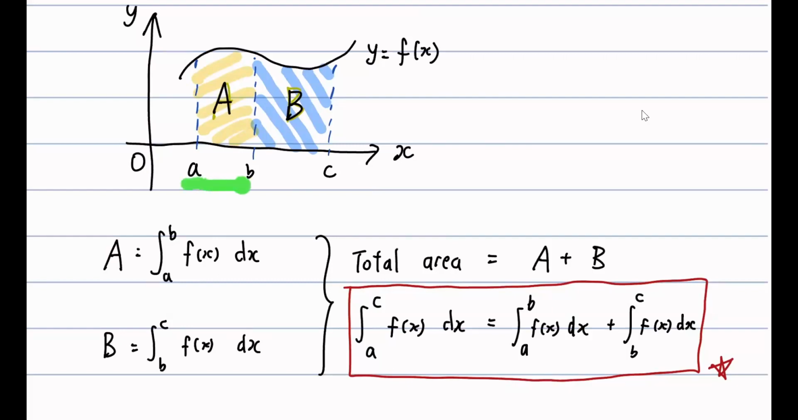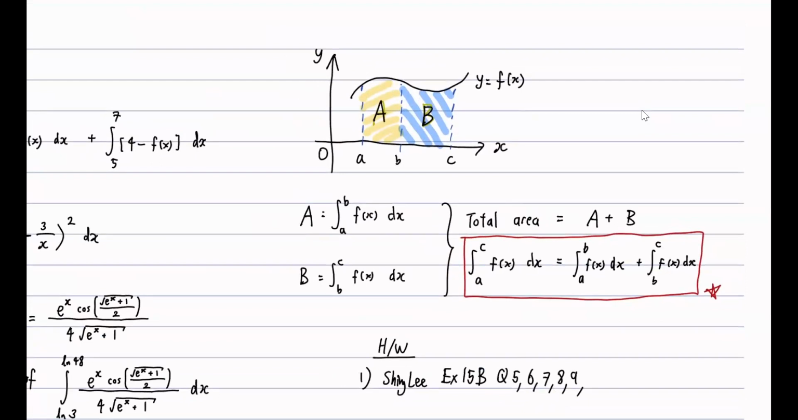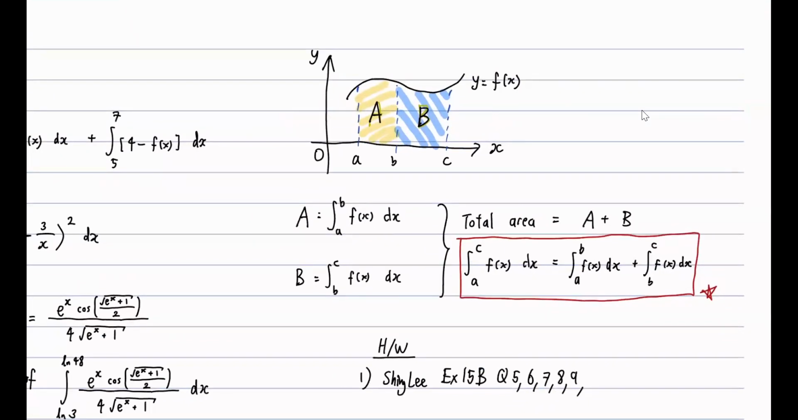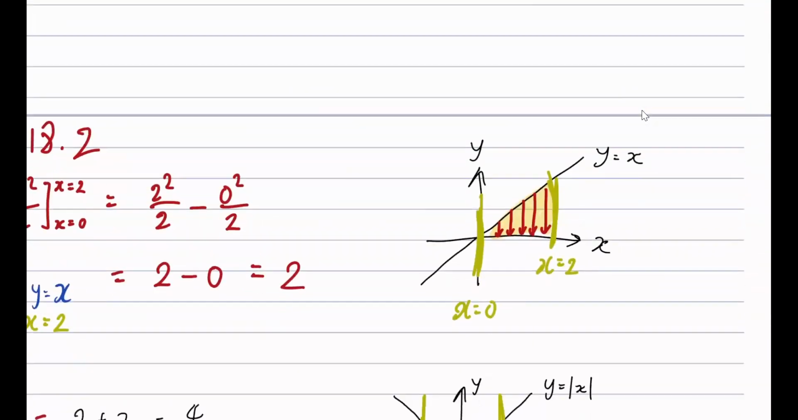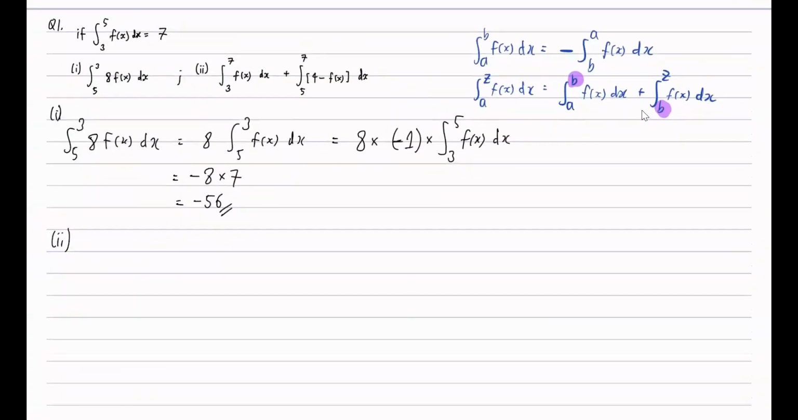It's just reading the x-axis. A goes to B, then B goes to C. A goes to B, then B goes to C. Just keep this picture in mind when you're trying to integrate. Let me just take a screenshot of this, then you can have a reference while solving this question.